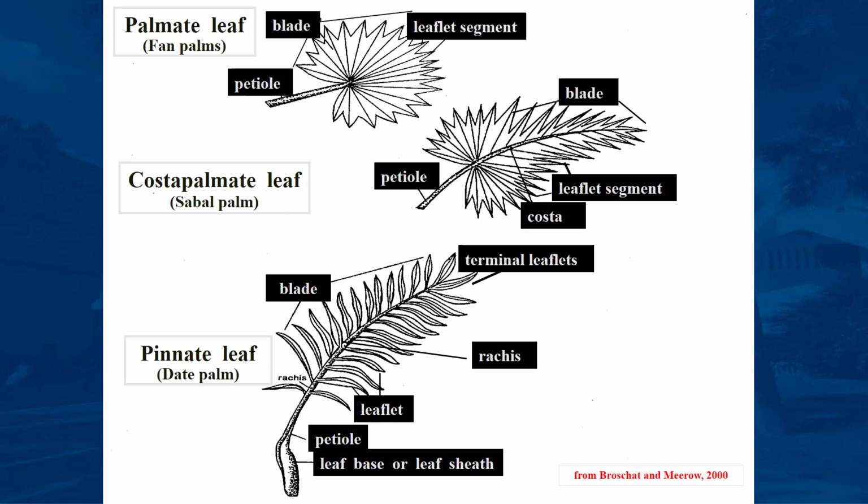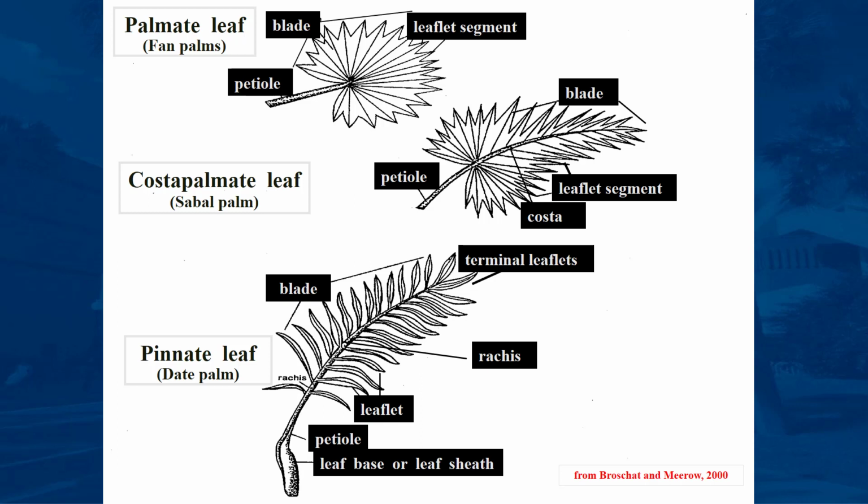When it comes to leaf anatomy, there are three types of leaves. Palmate leaves, such as in the fan palms, have a petiole at the base, blade which makes up the bulk, and then leaflet segments. The segments are fused and fan out at the end of the petiole. Costapalmate leaves, such as in the sabal palm, have a petiole and a costa. The costa goes throughout the entire blade, which contains the fused leaflet segments.